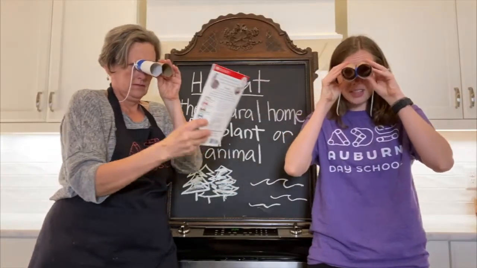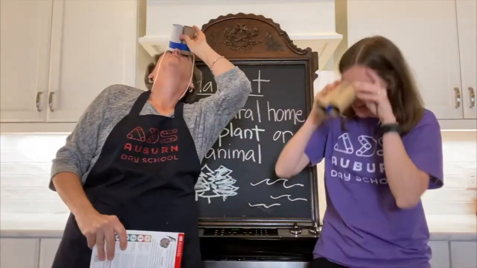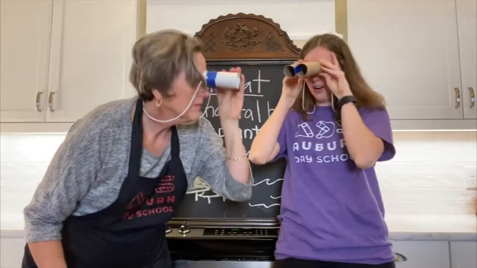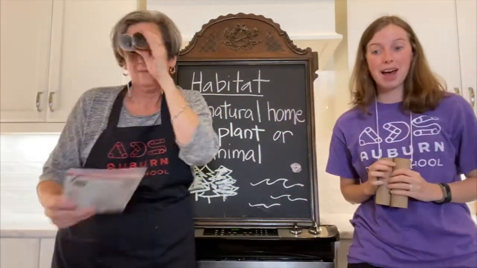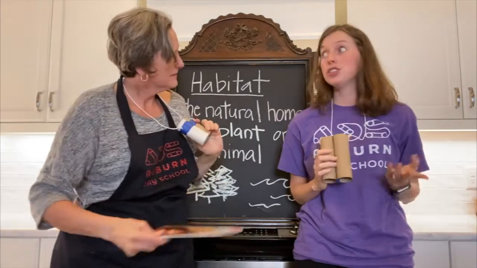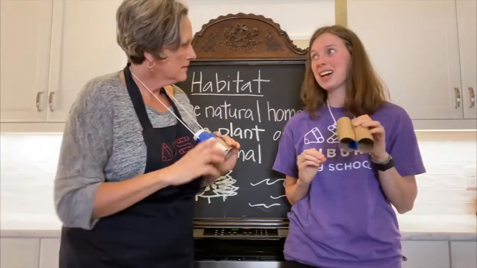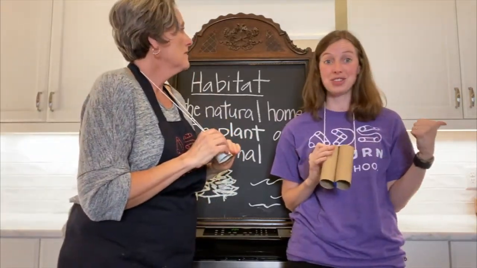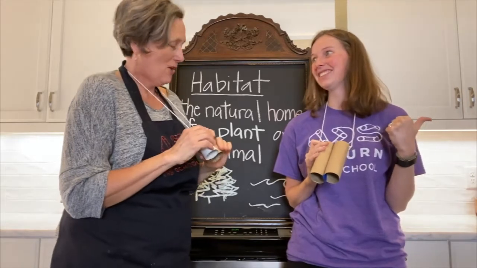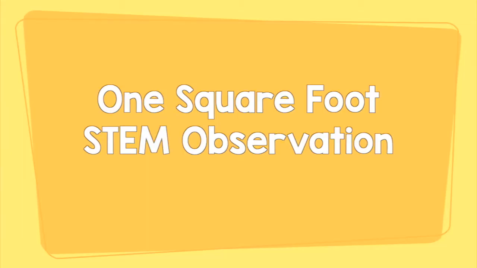All right, we've looked up, we've looked down, and we've looked all around and learned about lots of different habitats today. But did you know you can take your binoculars outside and see a habitat right outside your door? No way. Let's go. Okay. One square foot STEM observation.